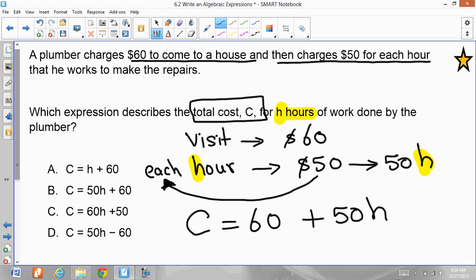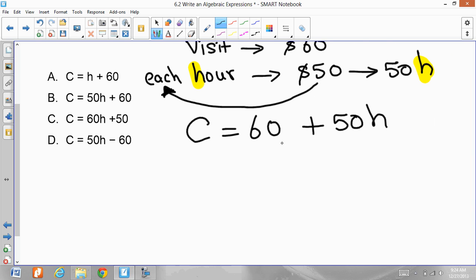Now look at the answer choices A, B, C, and D. You have 60 plus 50H, so this is not the answer. Look at answer choice C. You have 60H plus 50. The 60 is in the beginning, the 50 is second, but the H is associated with the 60, which is not true. Now look at D. 50H minus 60, but in this case you're adding, so this is not the case.